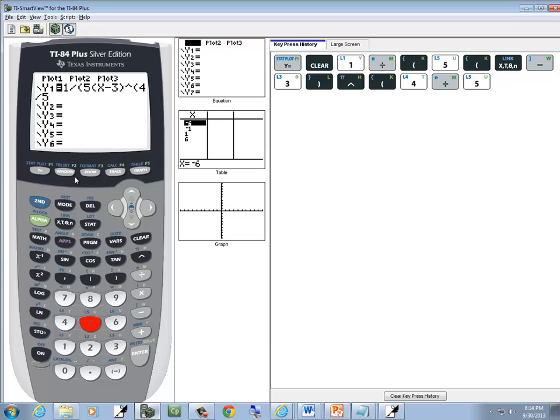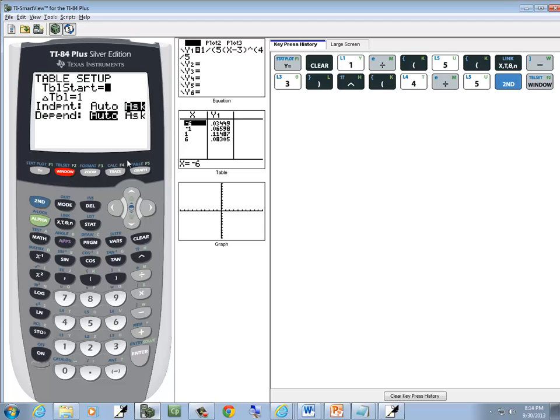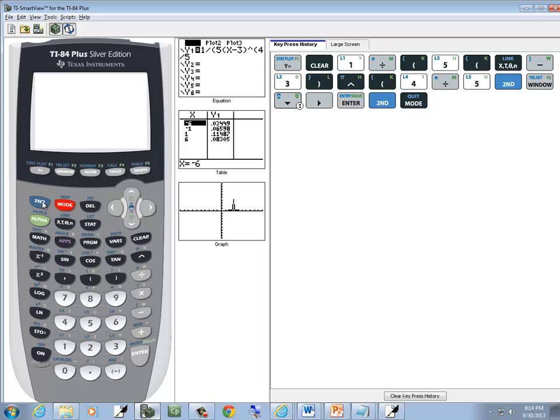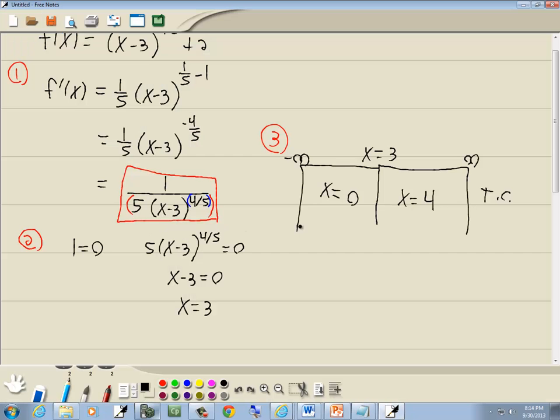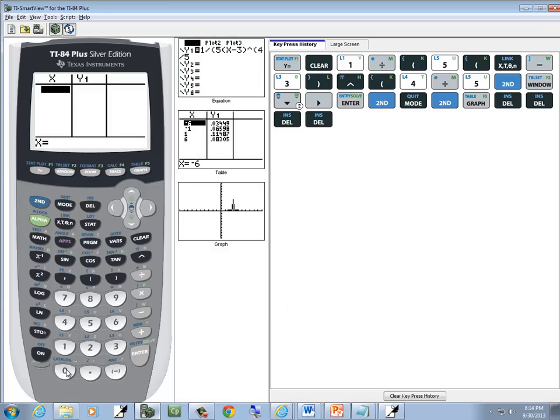Okay. So now we want to make sure our table setup is correct. So we do second window to go into table setup. You see where it says independent? Yours should say ask. If it doesn't, down arrow to that line, right arrow, put your flashing cursor on the ask and press enter one time. Then you exit out, do second mode, and we want to go into the table feature, so we'll do second graph. You may or may not have numbers there already. If you have numbers, you can press delete over and over until they're gone. We have two test cases, 0 and 4. So do 0, enter, 4, enter.